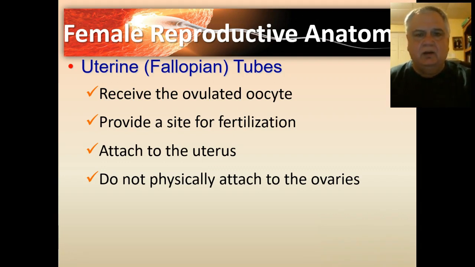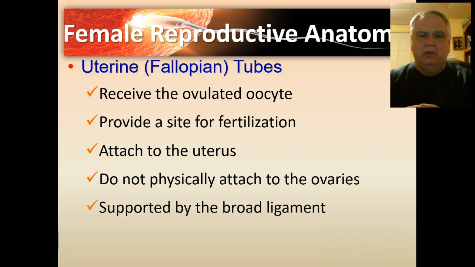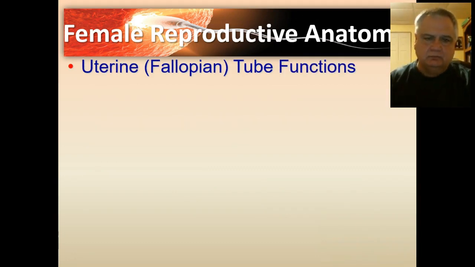This takes place in the uterus, as I said, and should not take place in the fallopian tubes. If it were to take place in the fallopian tubes, that would be an ectopic pregnancy. The uterine and fallopian tubes, again, are just like the ovaries, supported by the broad ligament.